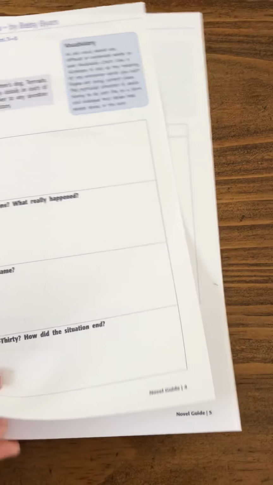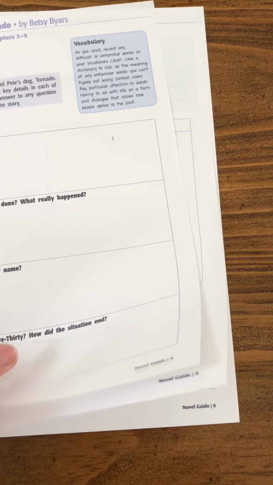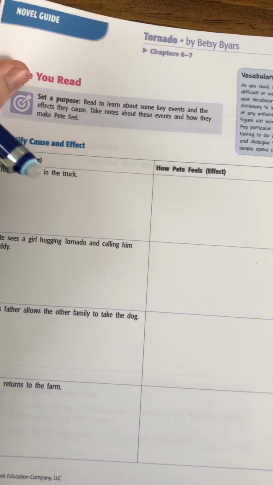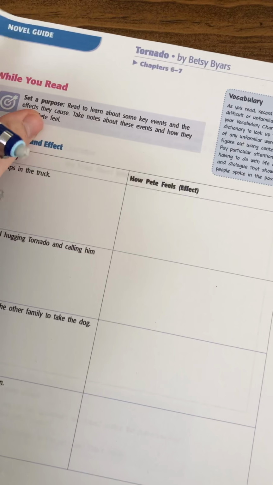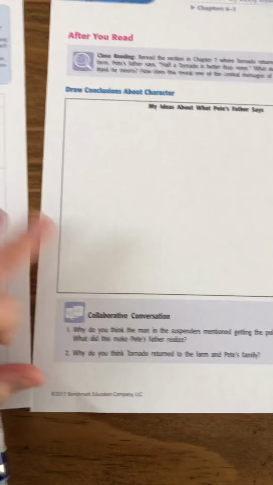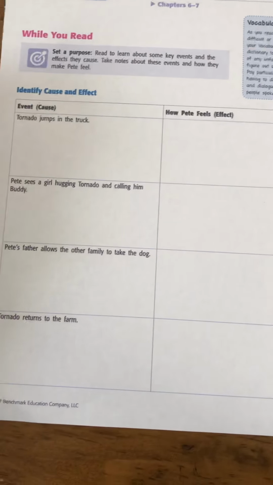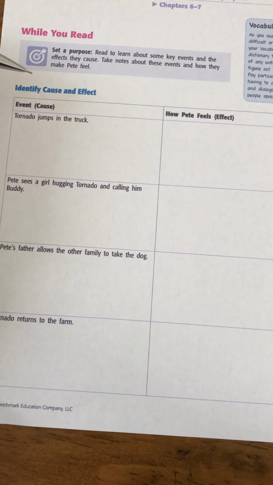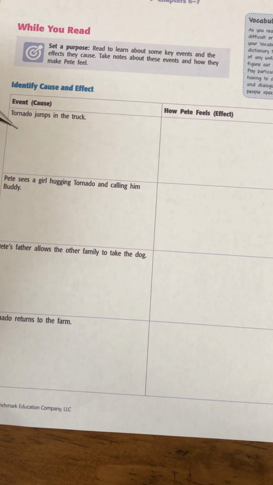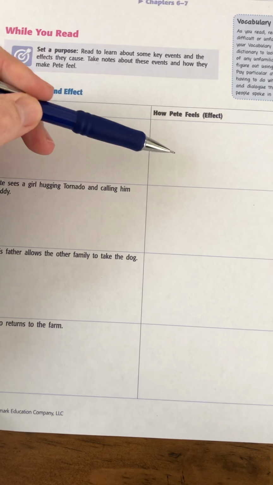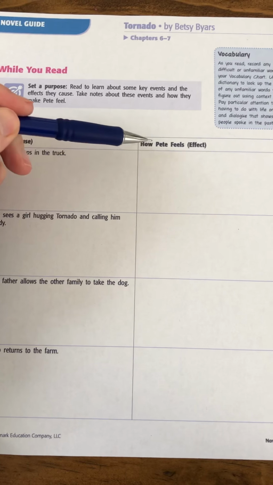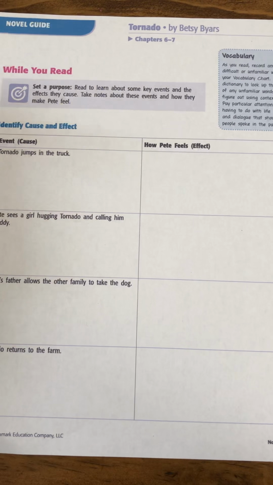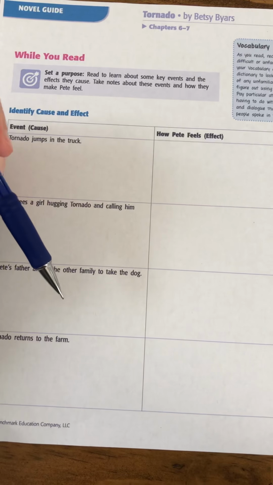Then on Friday, you need to read chapters 6 and 7. And again, there was an error on the cover, so this is just correcting that. You need to read chapters 6 and 7. While you're reading, you need to identify the cause and effect. If this is the cause, Tornado jumps in the truck, what's the effect? What happens because Tornado jumps in the truck? And how does it make Pete feel? And you need to do that for all of the boxes.